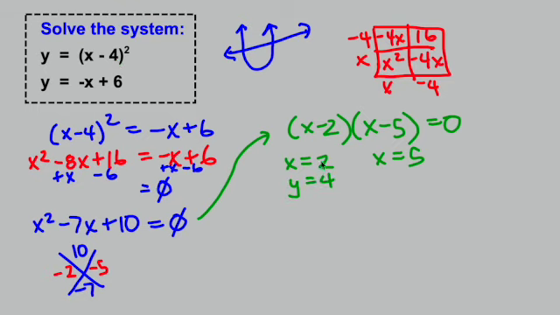And if I plug in a 2 into the other equation, negative 2 plus 6 is also 4. So it didn't really matter which one I picked. So one of my answers here is going to be 2 comma 4.